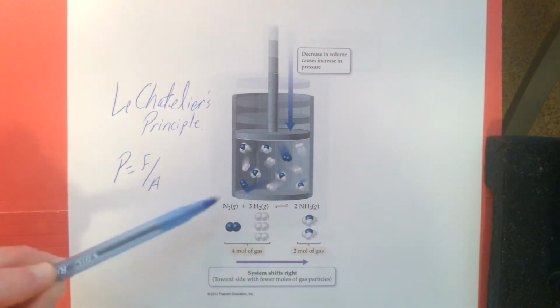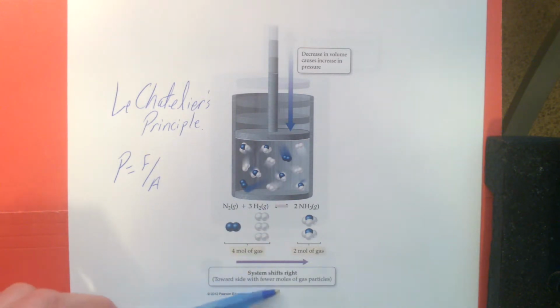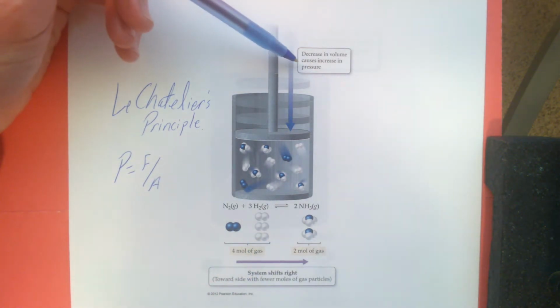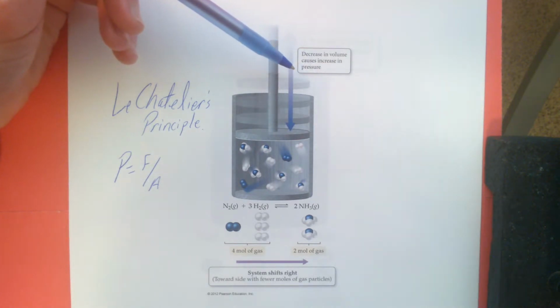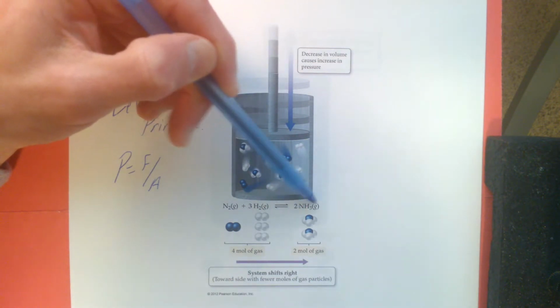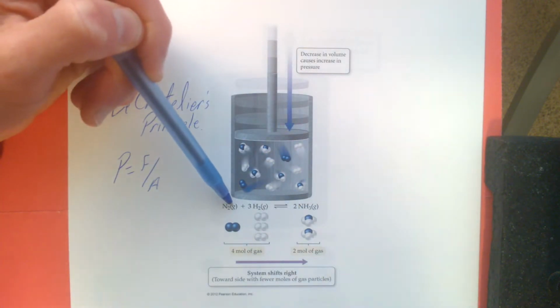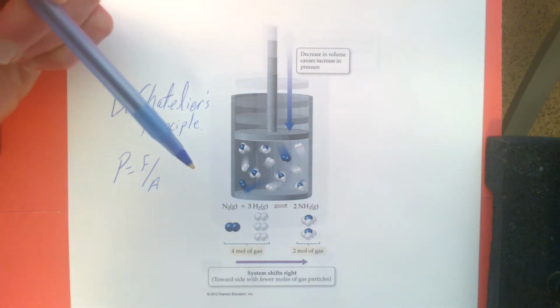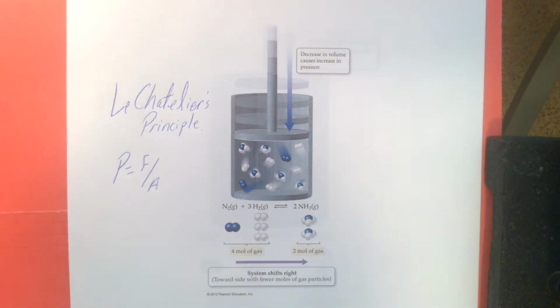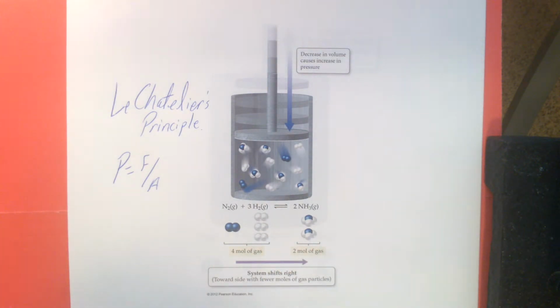So this reaction system would shift itself towards the side with fewer moles of gas. Fewer moles of gas would give you fewer collisions, which would counteract that increase in pressure. So it would go to the right side, the product side, where there are only 2 moles of gas, rather than the left side where there are 4 moles of gas. Fewer moles of gas give you fewer collisions, which counteracts that increase in pressure.